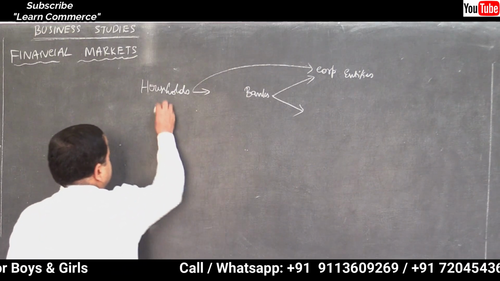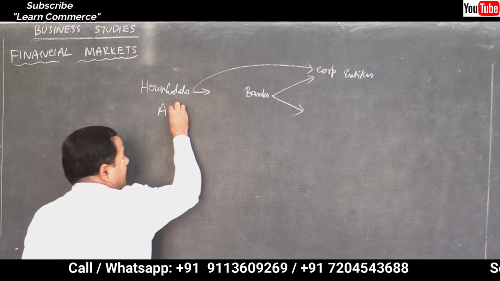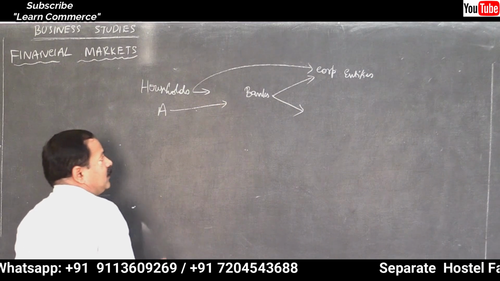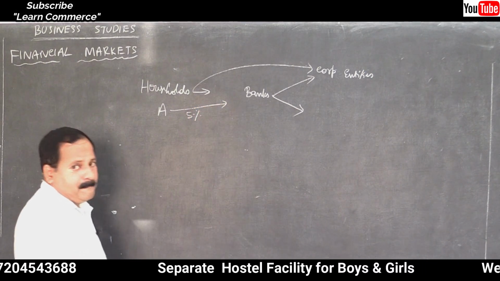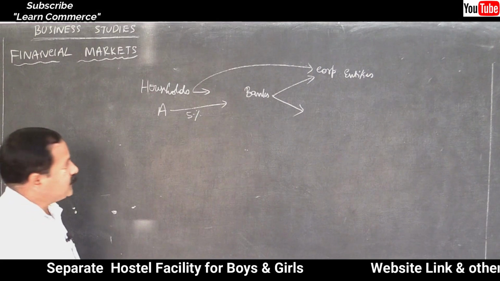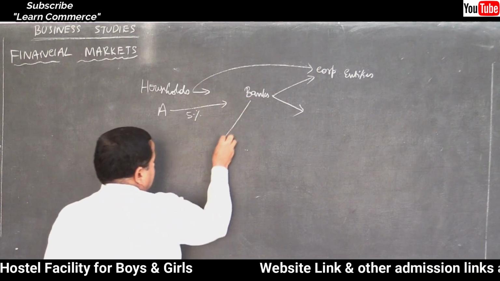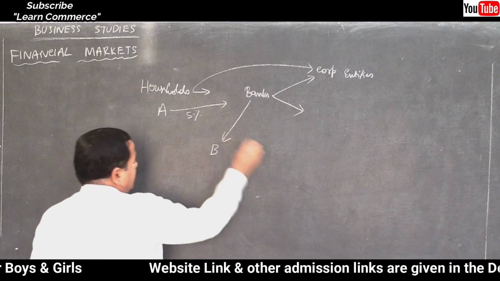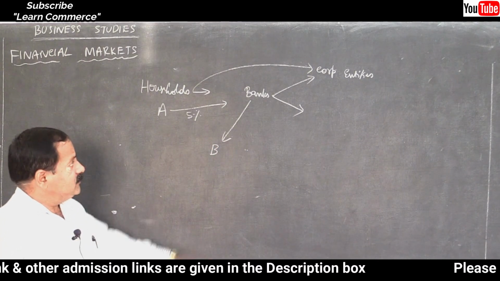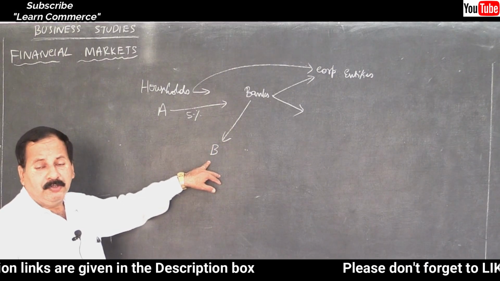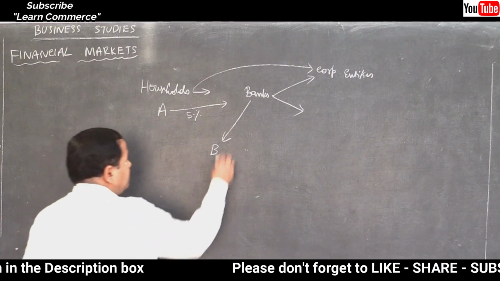Suppose Mr. A has invested in a bank. The banker may give 5% interest on the deposit made by him. The same fund will be diverted by the banker to provide a loan to Mr. B. Mr. B is in need of money. The banker will provide a loan to him maybe at 8% interest rate.